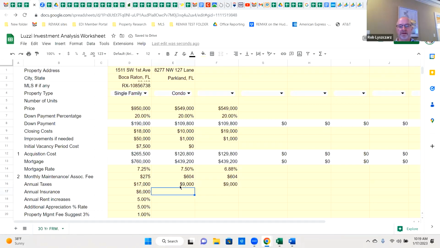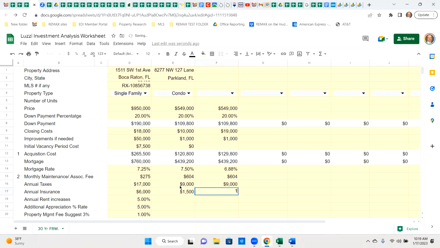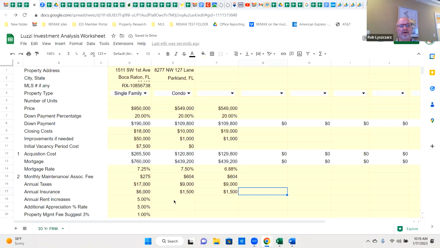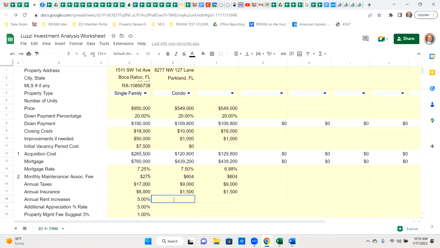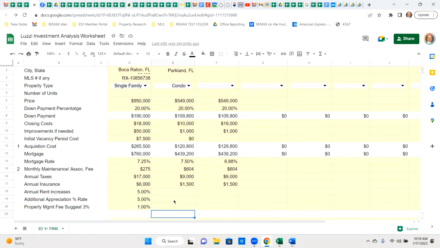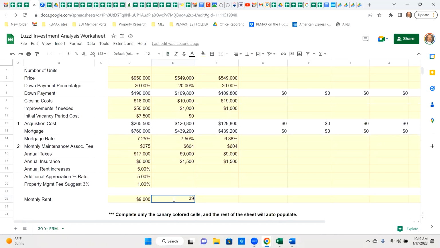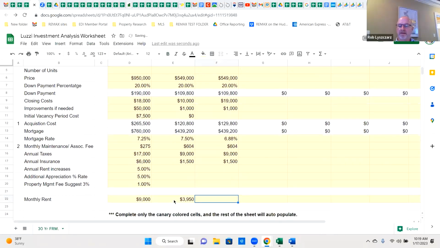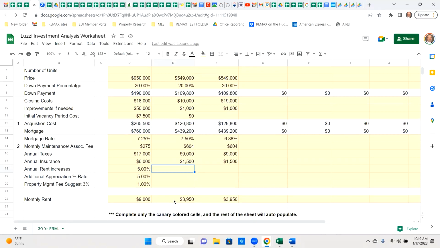Annual insurance, because it's a condo, it's not going to be that much, right? 1,500 insurance. And how much of a rent increase can you get in that community? Can you count on 5%? Currently you can get 39.50. That's the current rate. And that's market rate? Yes. And do you think that over time, if you did a lease, somebody would agree to a 5% increase over a year? Yes.